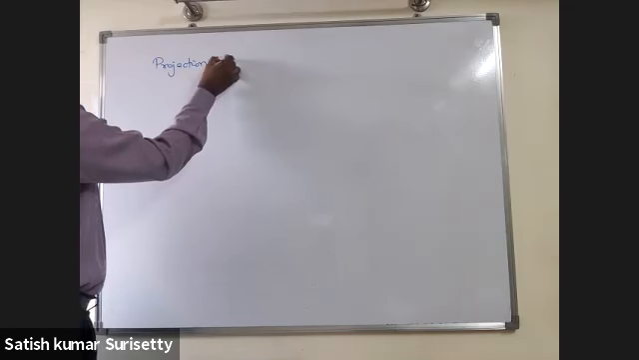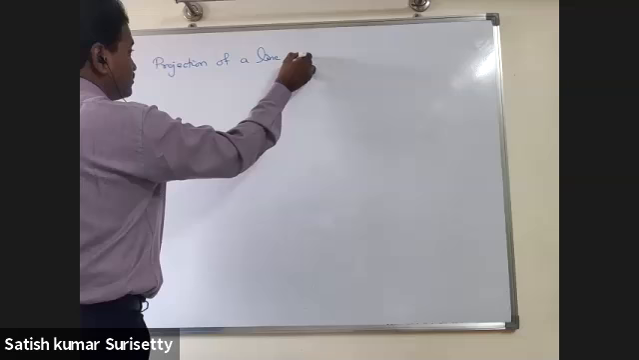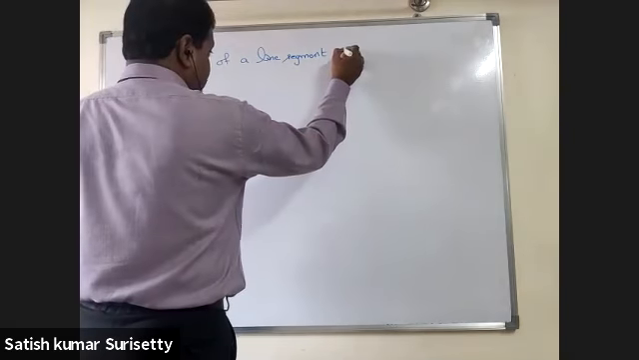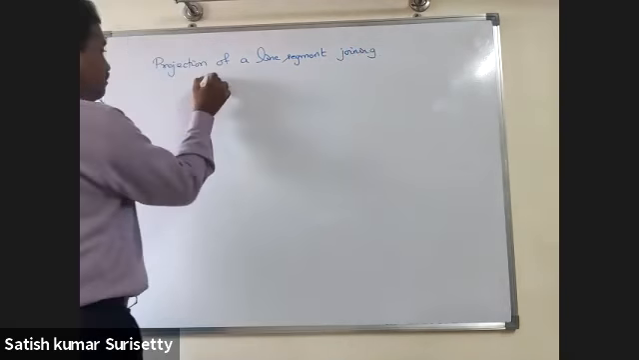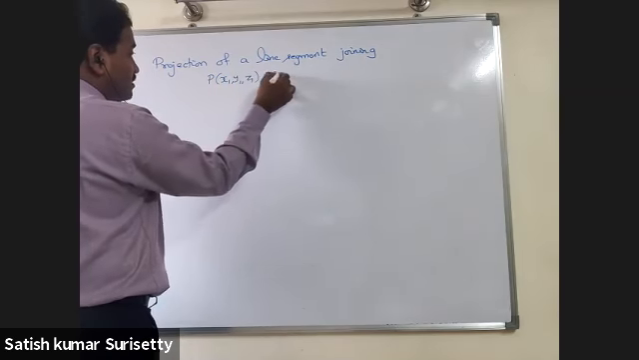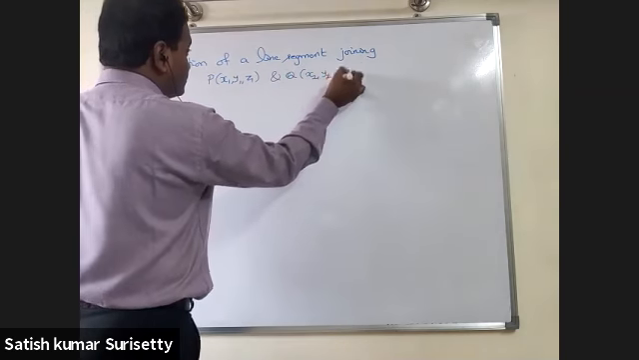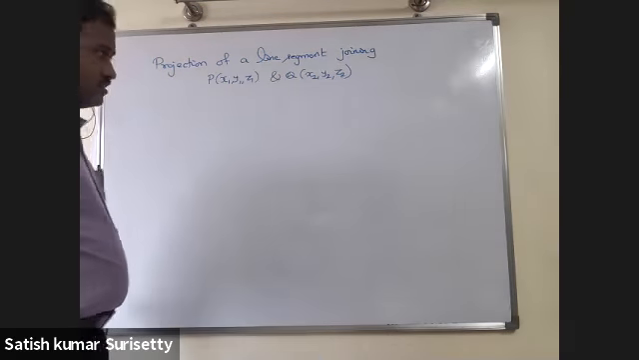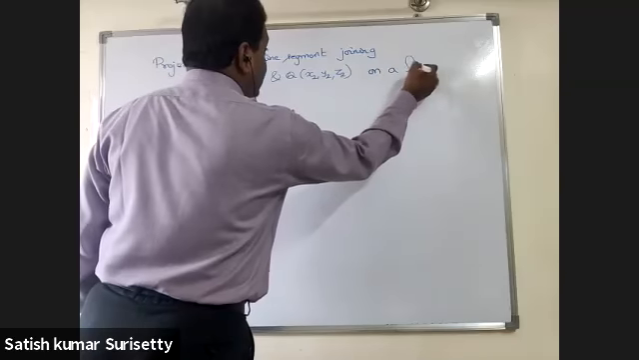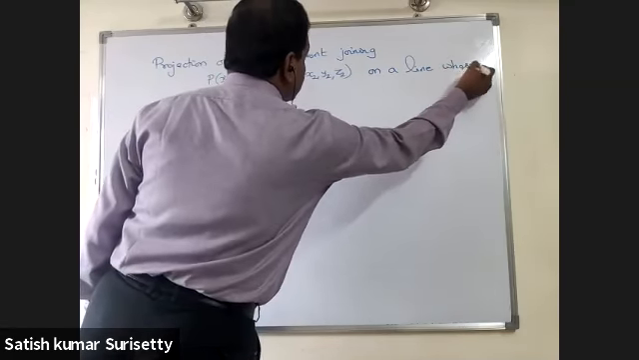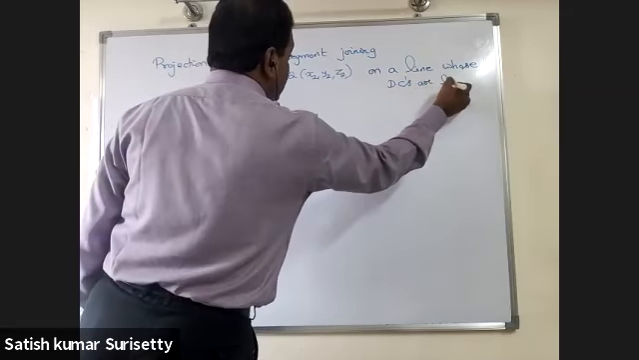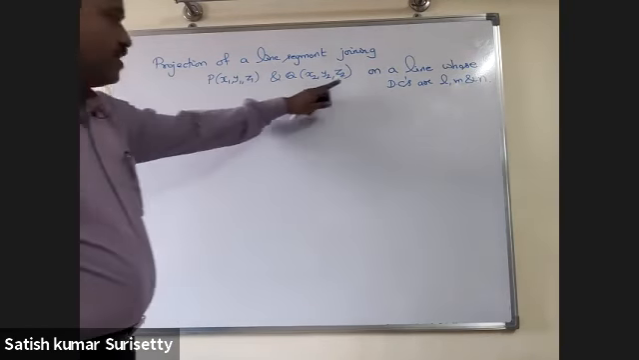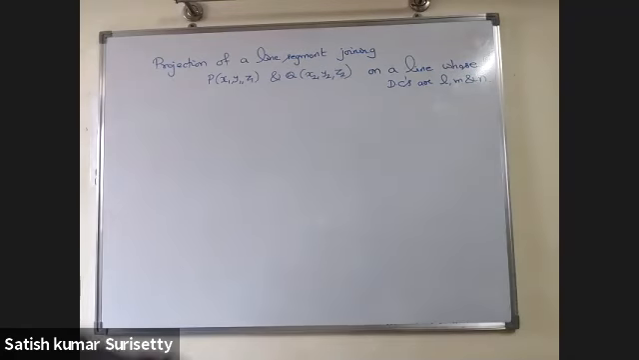Projection of a line segment. Projection of a line segment joining P (x1, y1, z1) and Q (x2, y2, z2) on a line whose direction cosines are L, M and N. So how to calculate the projection of a line segment joining PQ on a line whose direction cosines are L, M and N.